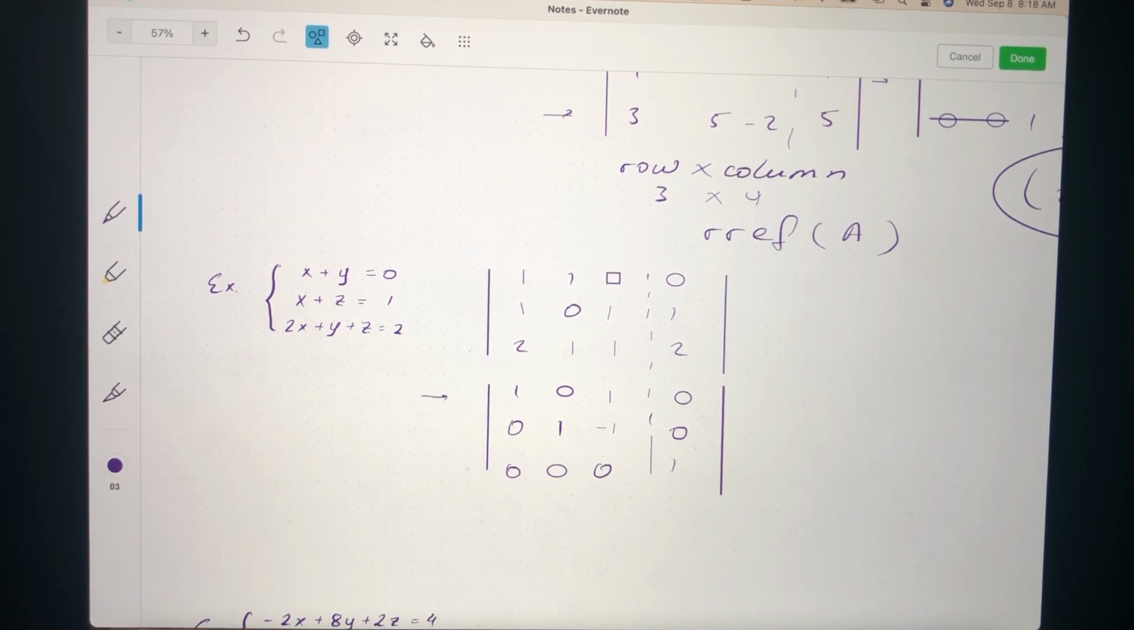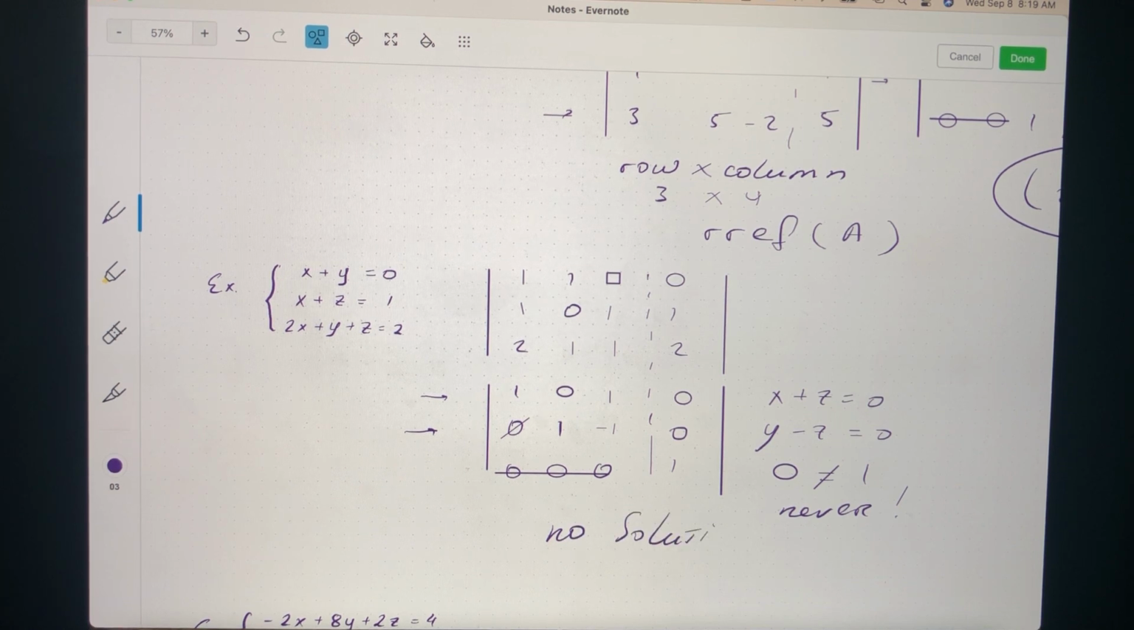Looking at the first line, it says 1x, no y, 1z is 0. Second line says no x, 1y, negative 1z, 0. Last line says no x, no y, no z, that's a 0, equals 1. Well, 0 equals 1, that's never true. And that means we have no solution. If we have an answer that is never true, that means there is no answer.